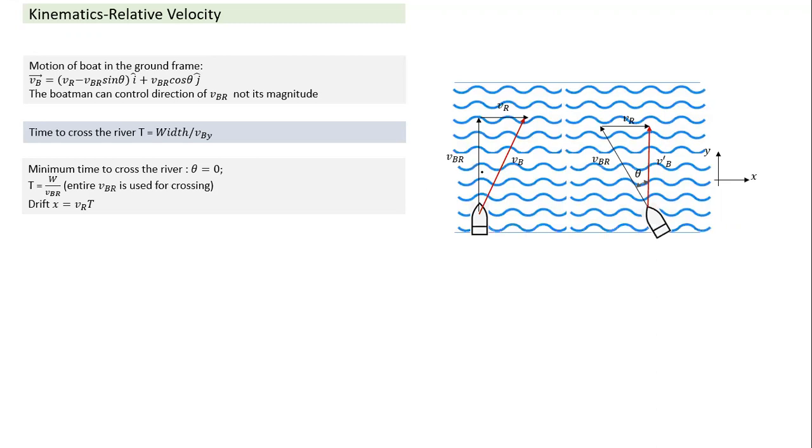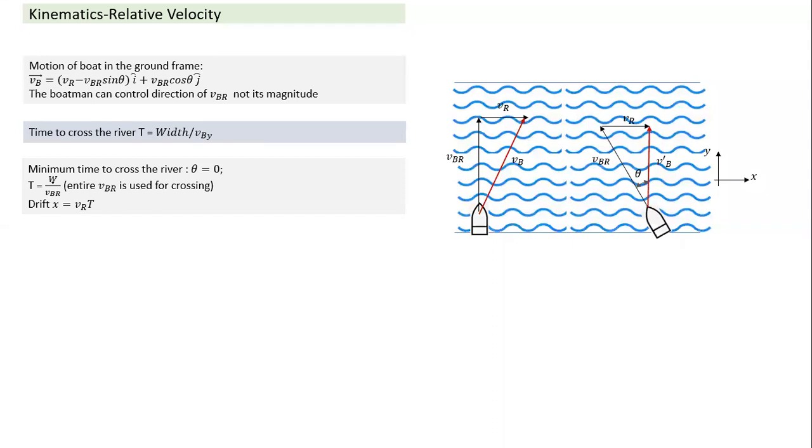No part of VBR is having any component along x-axis. So we understand why the time is minimum. Entire boat's speed with reference to water is utilized for crossing of the river. But in this case, what will happen? We'll end up with a drift.